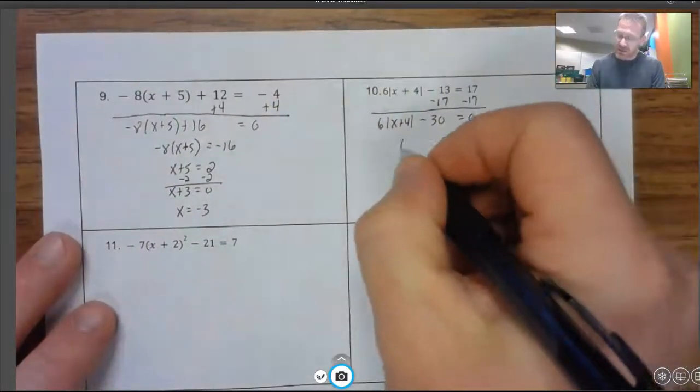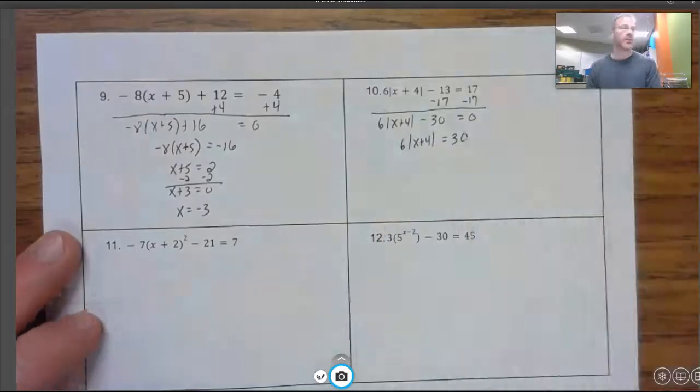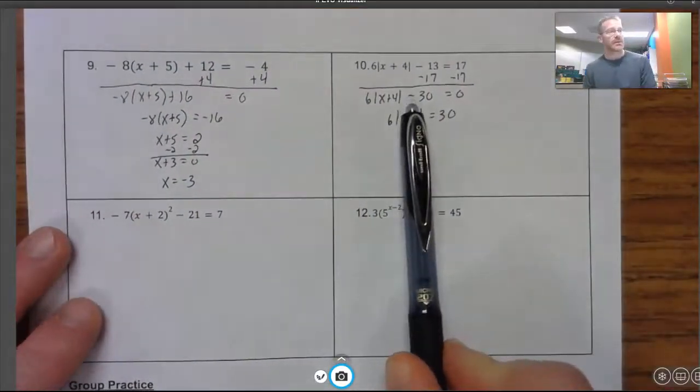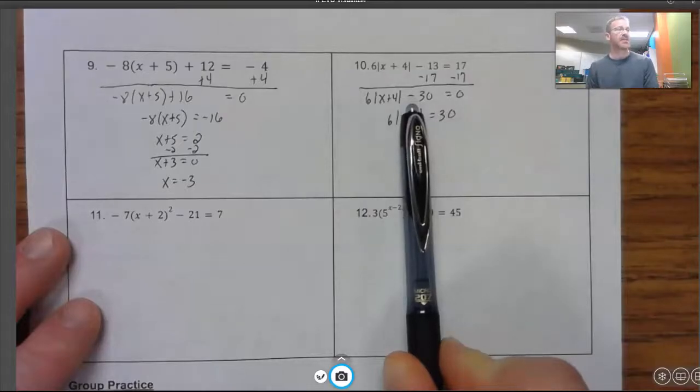And then 6 times the absolute value of x plus 4 is equal to 30. Now we're at that multiplication problem, right? 6 times what is 30? And the math fact is 5. 6 times 5 is 30.